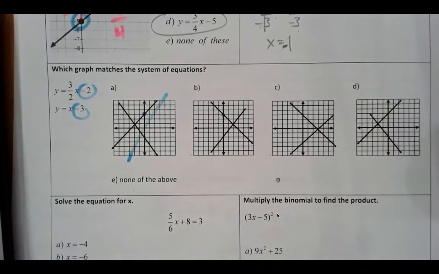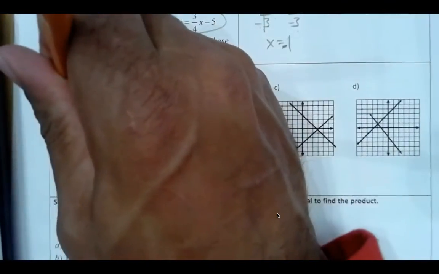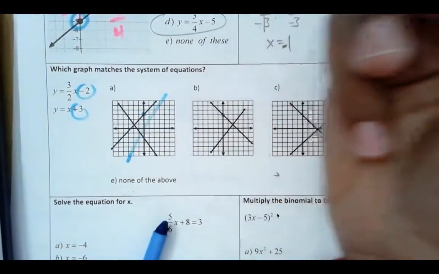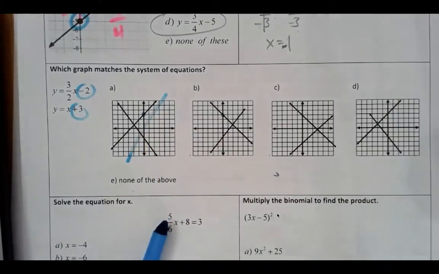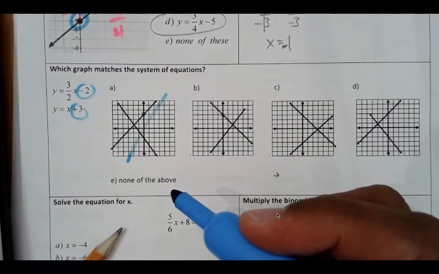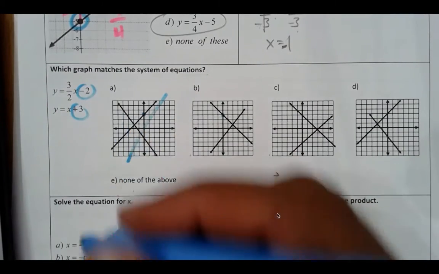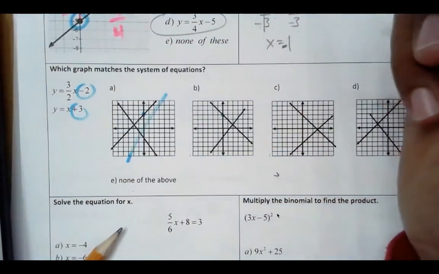And actually, you know what? I think there was a mistake. So I think actually what this is supposed to be is +3. That's not supposed to be -3. So actually that could be the one that we're looking for. All right, so, and also, I think there's some mistakes on this one.